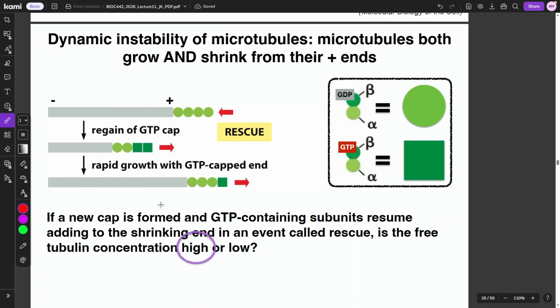So if a new cap is formed and GTP-containing subunits resume adding to the shrinking end, is the free tubulin concentration high or low? At this point, because we are back to growing again, the tubulin concentration has to be high. The way you can think about this is that when a microtubule shrinks, it has to release its tubulin subunits into the area. And so eventually it gets to the point where the concentration of tubulin is super high. And so it kind of goes back and forth, is a way of thinking about it.